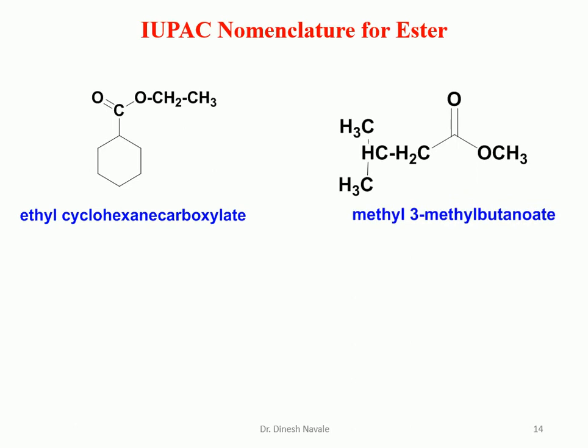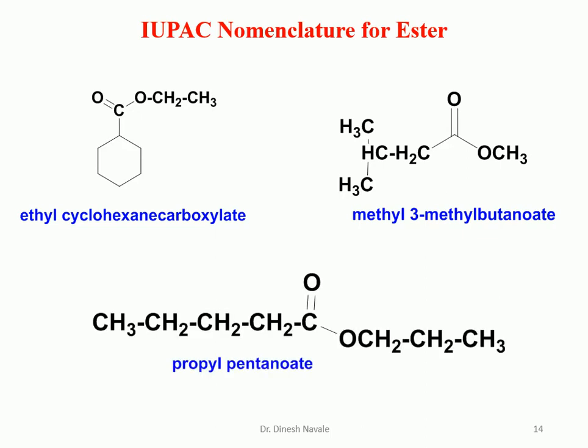For the next molecule, we first find the alkyl group, which is the methyl part. Then we have to see the remaining acid group. It has carbons 1, 2, 3, 4, so it is a butanoate, and there is a substituent at carbon number 3. It is a methyl, so it is 3-methylbutanoate.